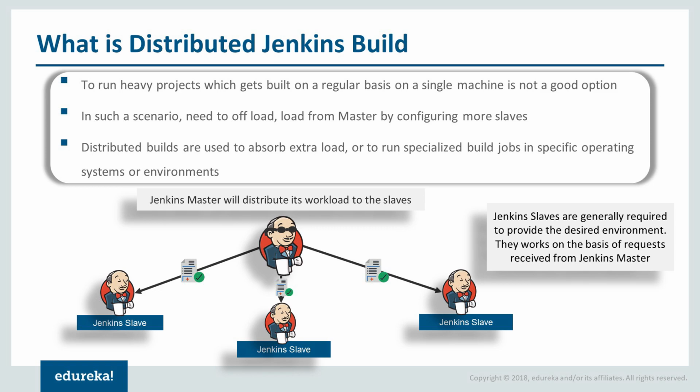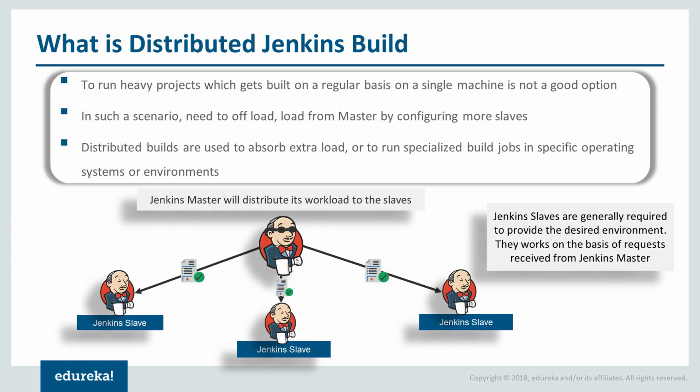All right, so let's take a look at what exactly distributed Jenkins build is. As we have seen already, it basically helps you distribute the workload to the slaves. And as you can see on the screen now, the top one is your Jenkins master, and you have 3 different Jenkins slaves as per the figure. So running heavy projects which get built on a regular basis on a single machine is, of course, not a good option. And as I told you, there is no hard limit as such on the number of jobs you can have, but there is always a resource constraint, and there is always a soft limit which has to be implemented. So in such a scenario, you need to offload the load from the master by configuring more slaves. Now, the good part is that there is no hard limit in terms of the number of nodes you can have as slaves.